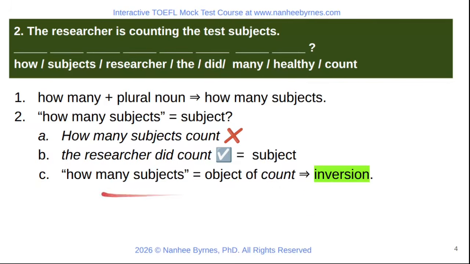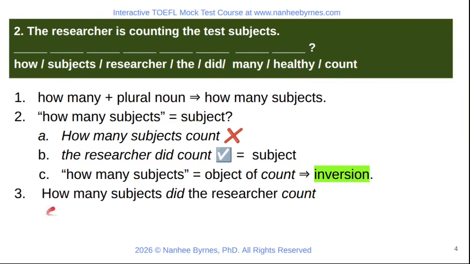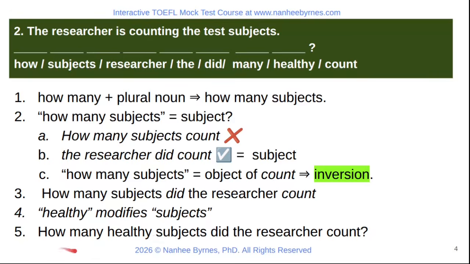Because how many subjects is not the subject of this question, the sentence requires inversion. That's why we use did for inversion. So the structure is, how many subjects did the researcher count? Again, the only place healthy can go is modifying the noun subjects, giving us the correct final sentence, how many healthy subjects did the researcher count?